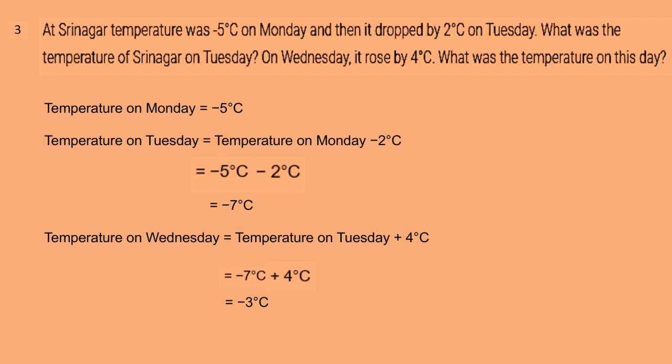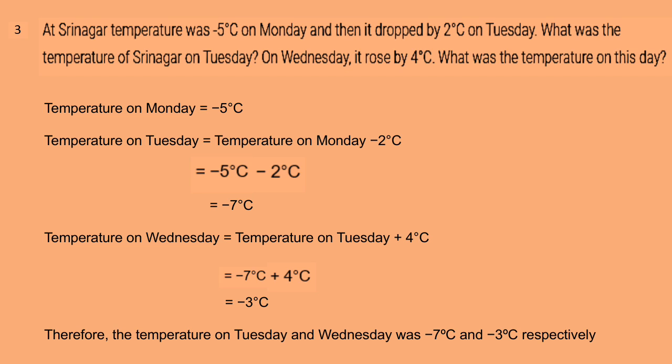So I got minus 7 degrees Celsius on Tuesday and minus 3 degrees Celsius on Wednesday. So these two are my answers. So finally I will write my answer like this. Therefore the temperature on Tuesday and Wednesday was minus 7 degrees Celsius and minus 3 degrees Celsius respectively. After calculating all these things, you have to write the answer like this.